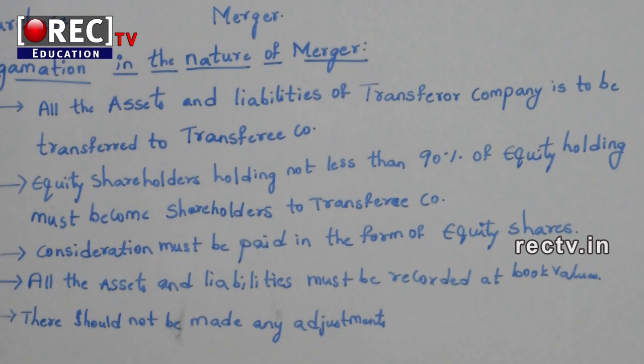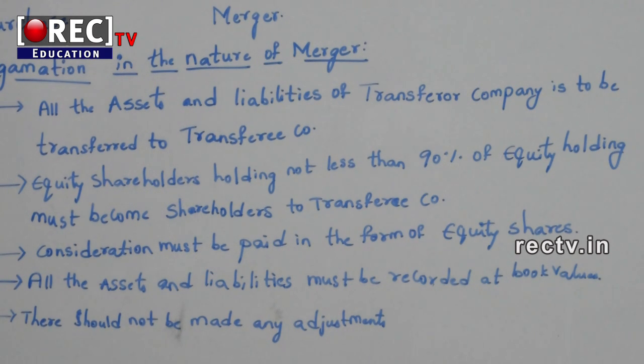After satisfying this condition, the next condition under amalgamation in the nature of merger is that equity shareholders holding not less than 90% of the equity in the transferor company must become shareholders of the transferee company. That is, after amalgamation, the existence of X and Y companies will be lost and a new company will be formed. So the owners of the existing companies have to become the owners of the newly formed resultant company. If they are less than 90%, the condition is not satisfied and the amalgamation becomes a purchase.